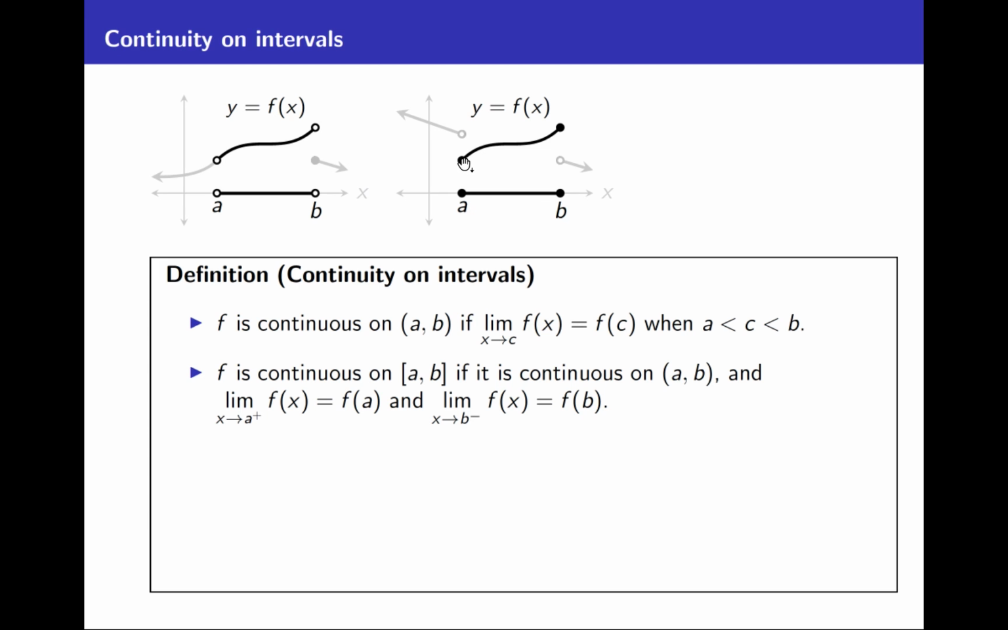In other words, there's no break in the graph as you go from x to the right of a to a. And also, the limit as x approaches b from the left of f of x has to be equal to f of b. As x approaches b, this y value f of x has to go to the y value f of b, which is right there. So these right and left-hand limits are forcing you to stay on this interval. x is approaching a from the right, and you get f of a, or x is approaching b from the left, and you get f of b.